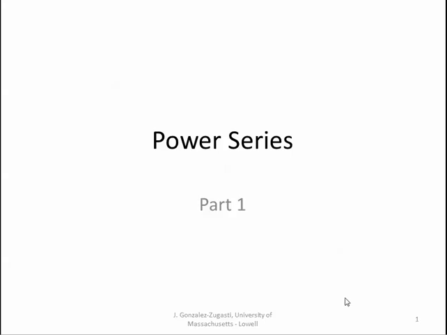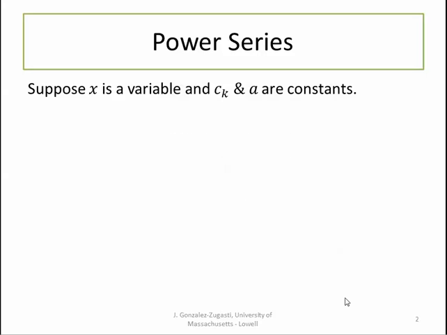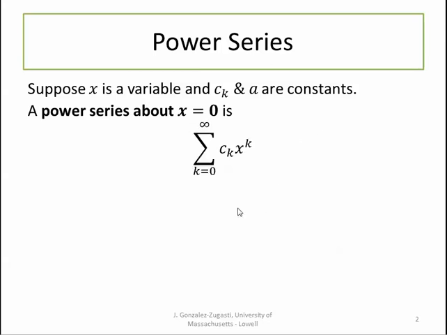Power series. Power series are special kinds of series. In power series, we're going to have a variable, we'll call it x, and there are going to be some constants, c sub k and a's. A power series about x equals 0 is a series, the sum as k goes from 0 to infinity of our c sub k's times x raised to the k. So c sub k is a constant, and then x raised to a power.